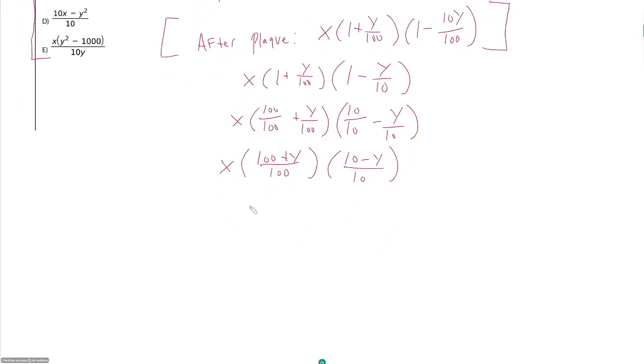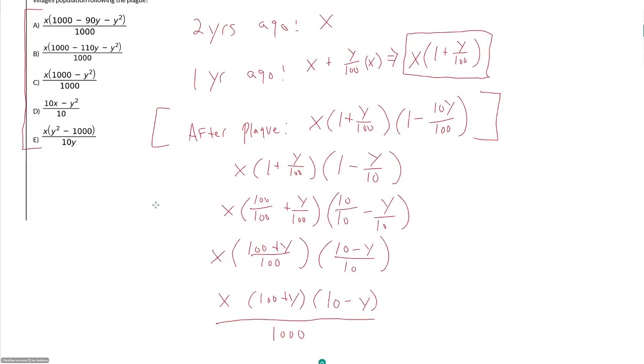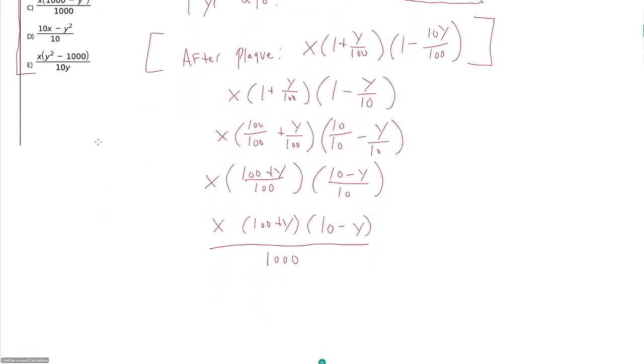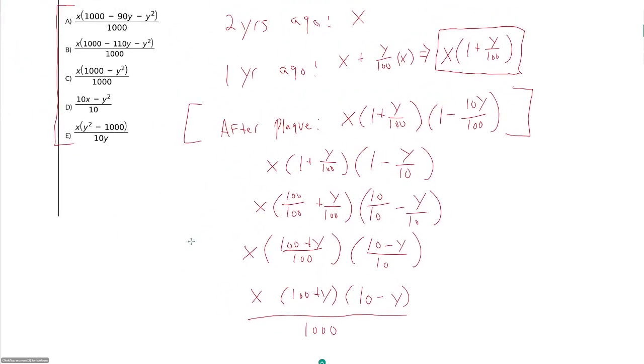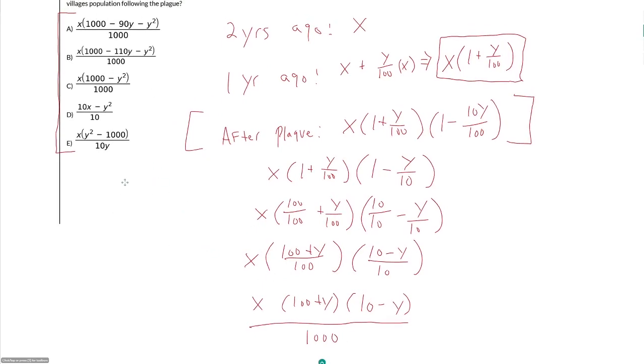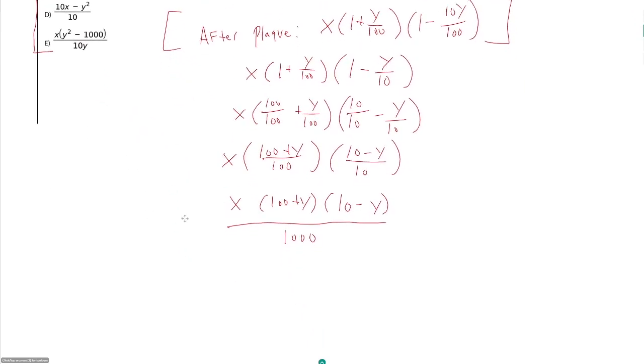So if I want to get everything over a single denominator, I can just multiply these two fractions straight across. I get x times 100 plus y times 10 minus y all over 100 times 10, which is just 1,000. So answer choices A, B, and C are looking pretty good because those are the ones that have a denominator of 1,000. But then, what do they do? This is also true of a lot of these questions. Sometimes you have to look at your answer choices to see the format they want it in. So it looks like they distribute out everything except for your x. They keep the x factored.